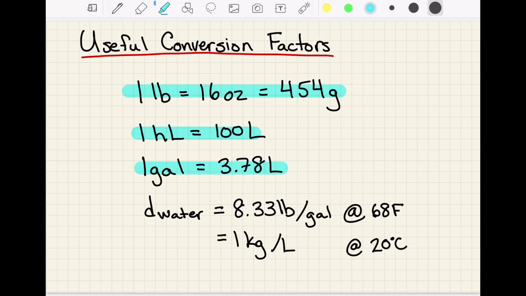And then the density of water down here, which you'll need for those water calculations. We've got our US standard unit of 8.33 pounds per gallon at 68 degrees Fahrenheit. And in metric units, it's 1 kilogram per liter at 20 degrees Celsius. So sometimes the metric system is a little bit easier in certain calculations.